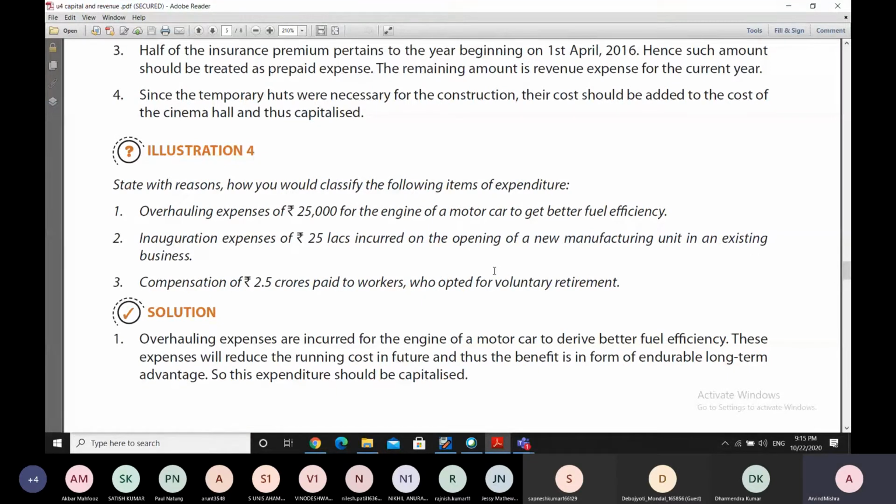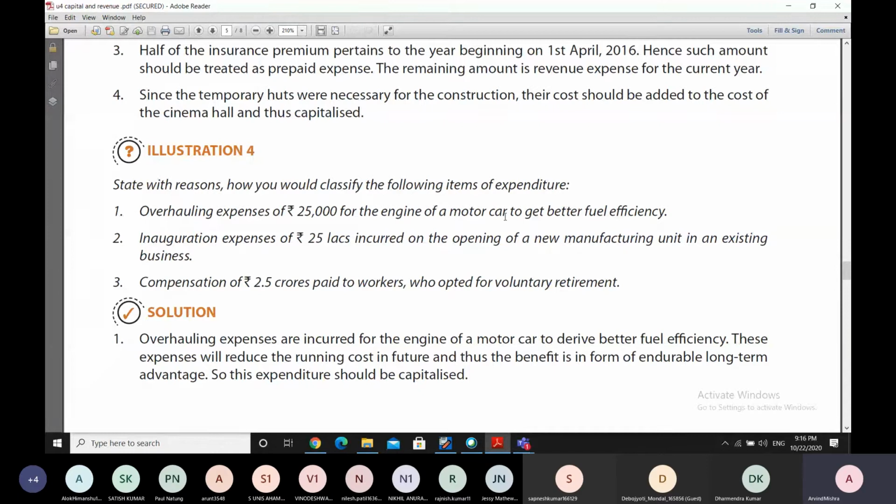Now we go to illustration 4. We have 3 more examples here. Overhauling expenses of 25,000 rupees were paid for the engine of a motor car to get better fuel efficiency out of the motor car.